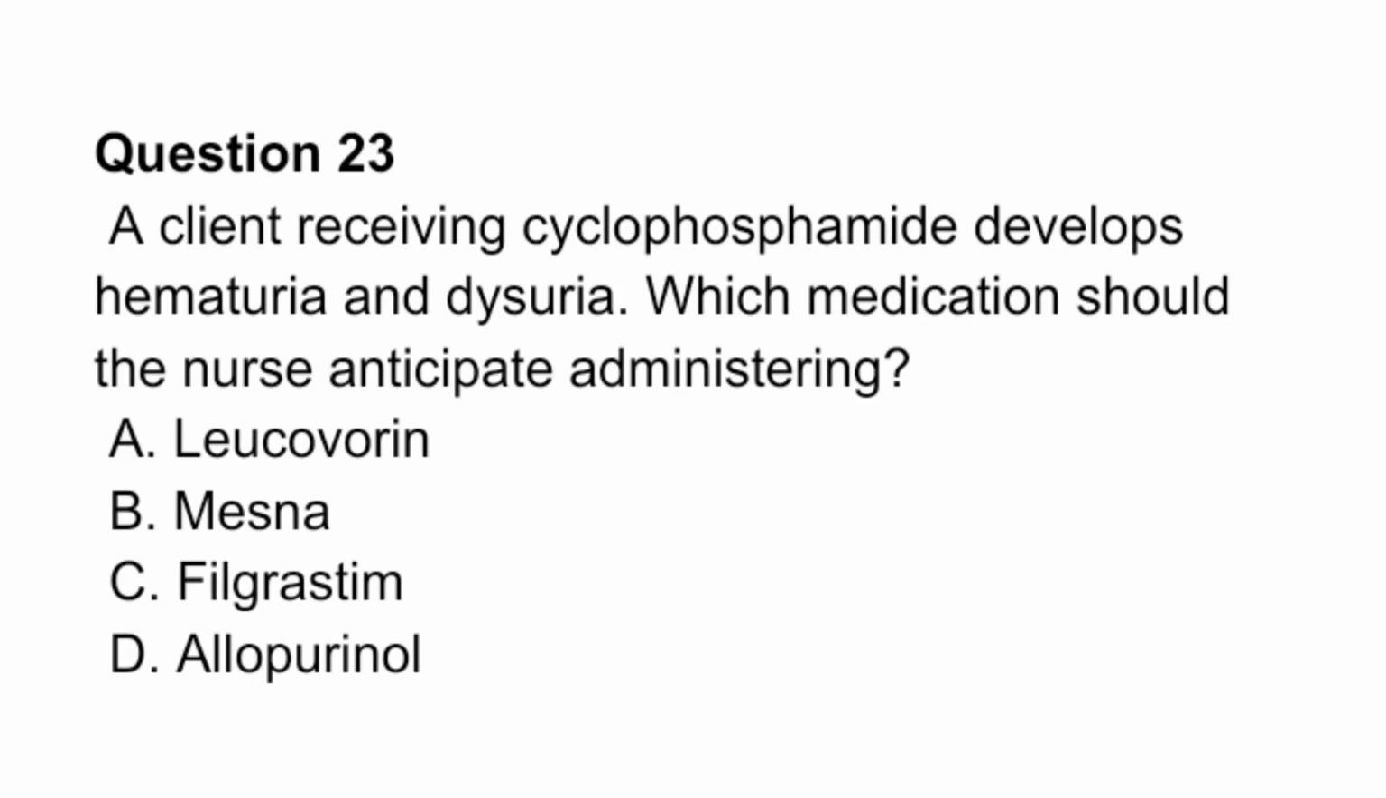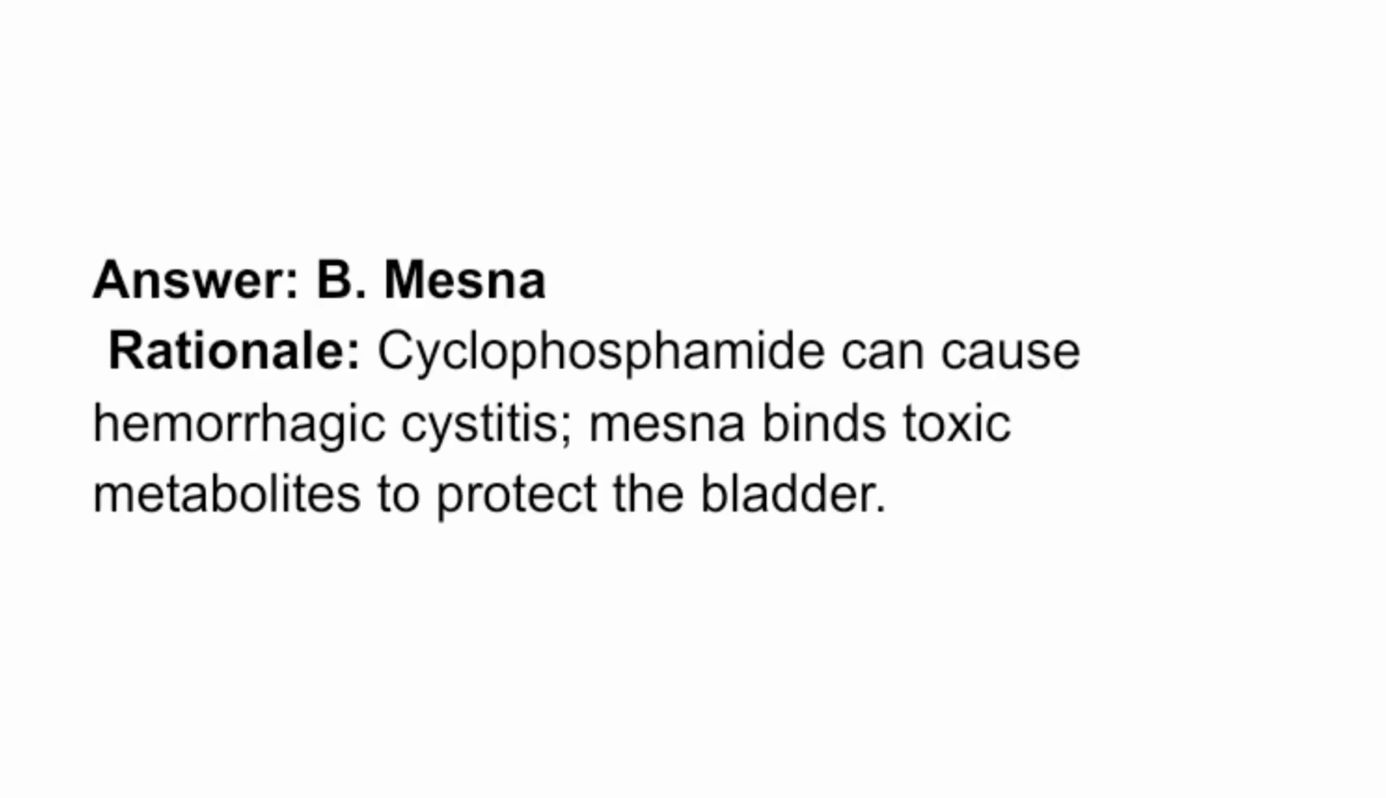Question 23. A client receiving cyclophosphamide develops hematuria and dysuria. Which medication should the nurse anticipate administering? A. Leucovorin. B. Mesna. C. Filgrastim. D. Allopurinol. Answer: B. Mesna. Rationale: cyclophosphamide can cause hemorrhagic cystitis. Mesna binds toxic metabolites to protect the bladder.